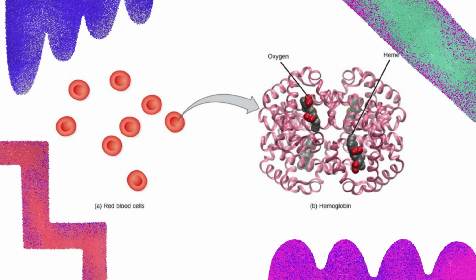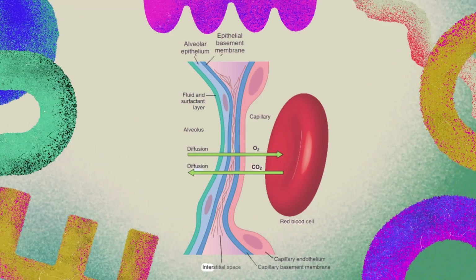The structure of hemoglobin allows for efficient transport of carbon dioxide. Carbon dioxide molecules bind to the heme group, allowing them to be transported from cells to the lungs, where they can be exhaled. Oxygen diffuses into red blood cells and is bound by hemoglobin as it travels across the respiratory membrane from the alveolus to the capillary.